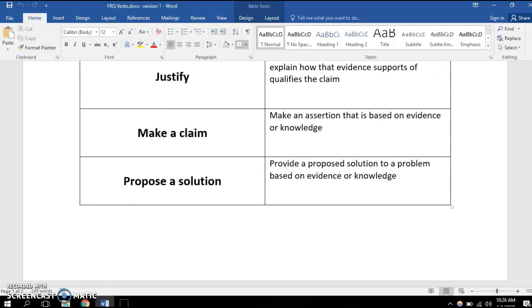Proposing a solution, again, that's the same kind of thing with scientific method and experimental design. Once you go through those steps, you might have to propose a solution to the problem. And you need to make sure, again, that you're basing that on evidence or knowledge or a graph or something.